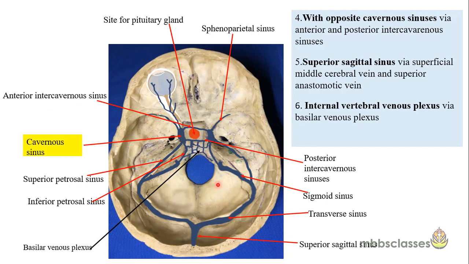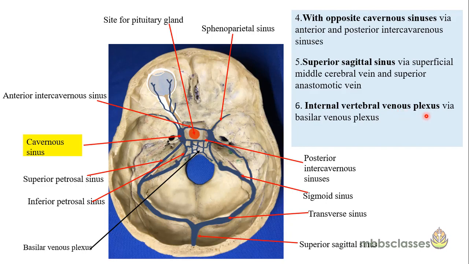You can see here. Then again, it communicates with another central intradural venous sinus, that is the superior sagittal sinus. So this is the location of the superior sagittal sinus, via the superficial middle cerebral vein and the superior anastomotic veins. And it communicates with the pterygoid plexus through the foramens, which pass through the foramen ovale, foramen lacerum and the emissary sphenoidal foramen. And it communicates with the internal vertebral venous plexus via the basilar venous plexus. So this is the basilar venous plexus, and through this it communicates with the internal vertebral venous plexus.